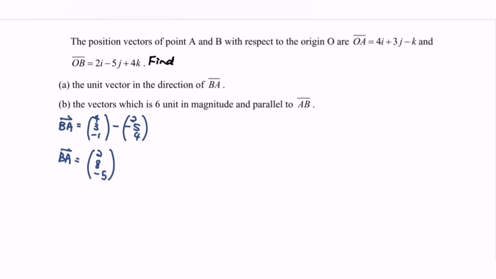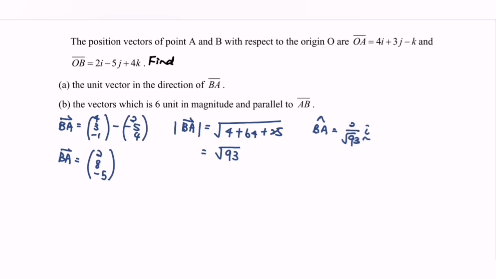Next, in order to find the unit vector, what we have to do is find the magnitude of BA. So the square root of 4 plus 64 plus 25. So we have the square root of 93. So the unit vector for BA, the BA hat, is equal to 2 over the square root of 93 i plus 8 over the square root of 93 j minus 5 over the square root of 93 k. So that will be the unit vector for the direction of BA.